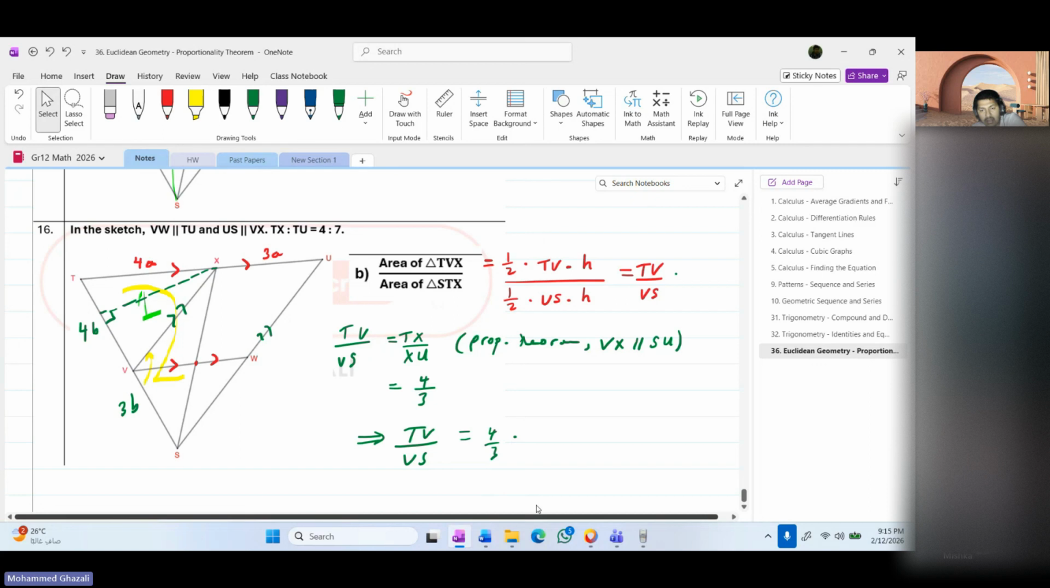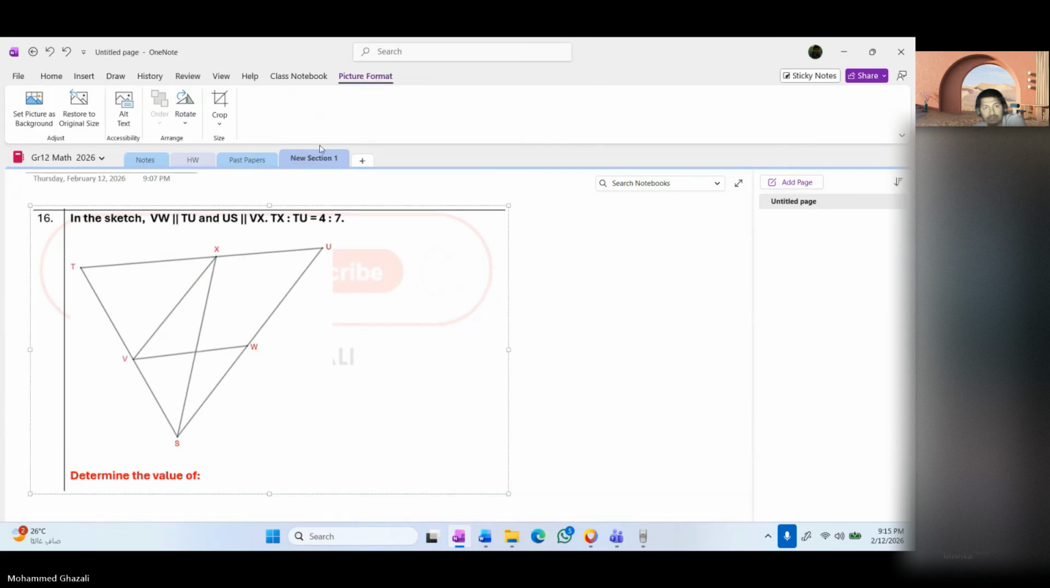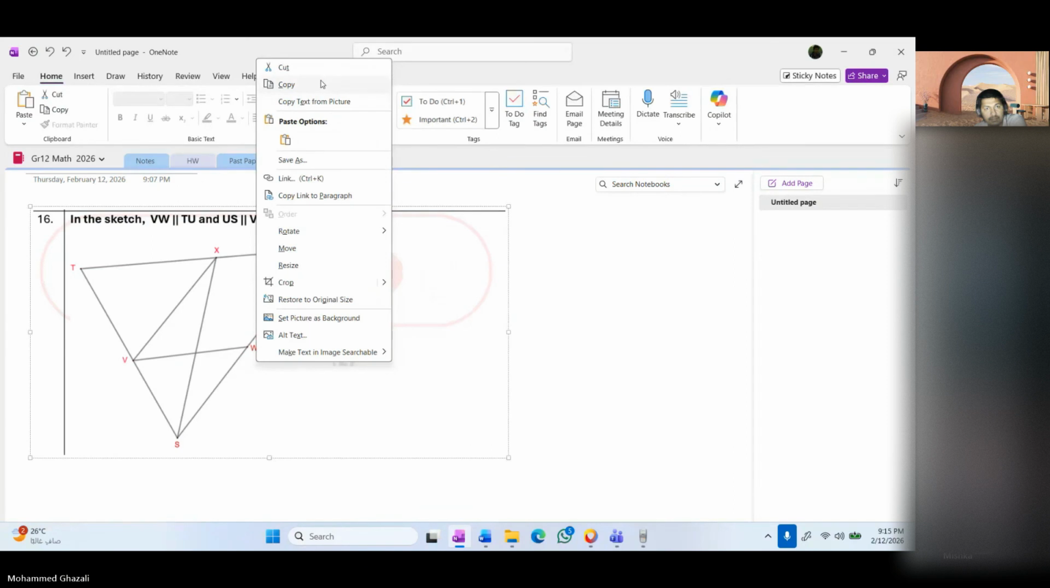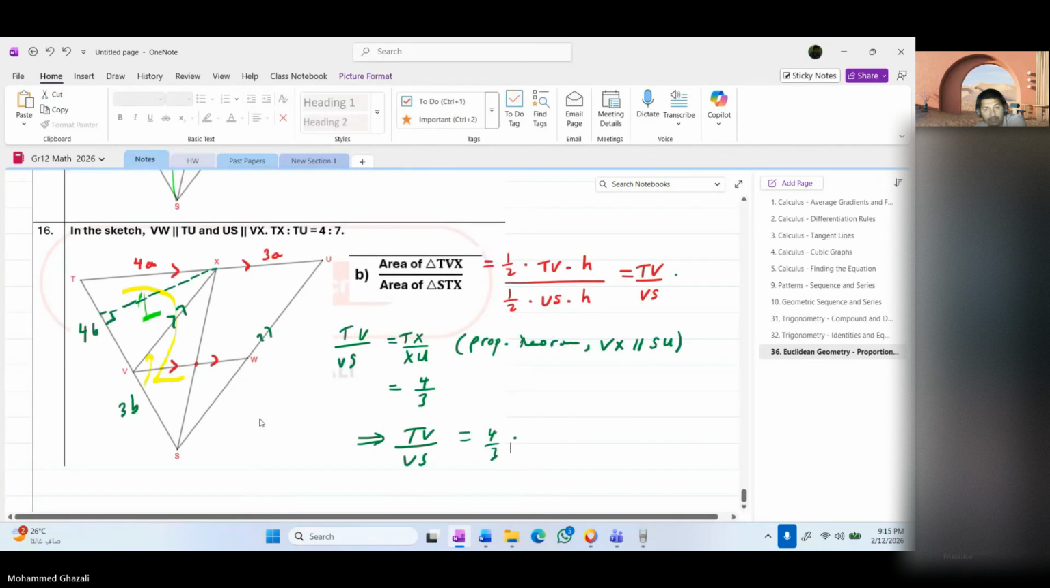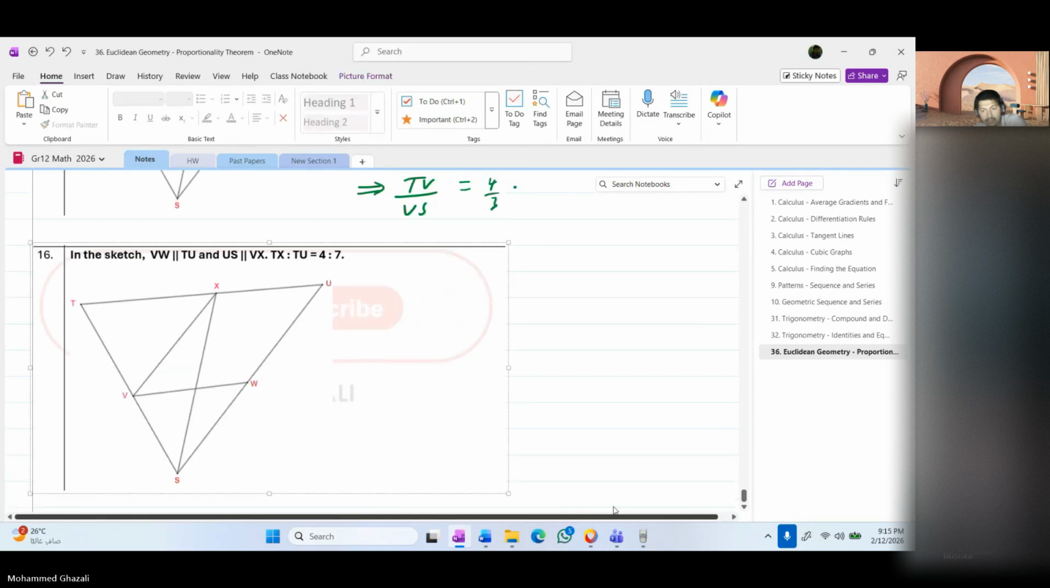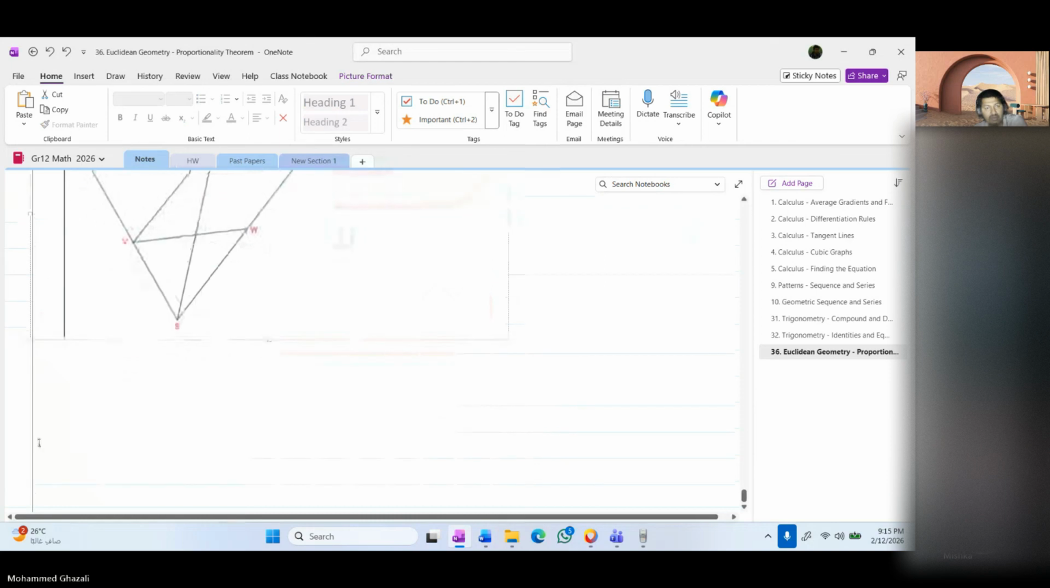Now, yeah, next part. And calculate the value of the next triangle now. And there's one more after this. Paste it here.